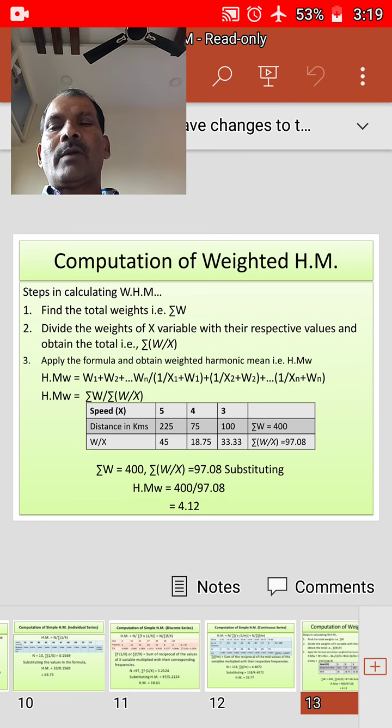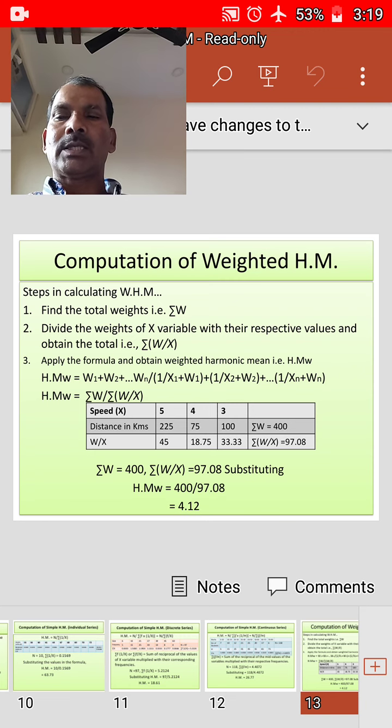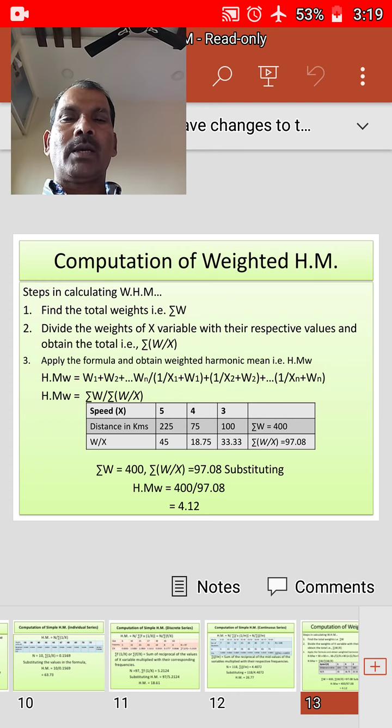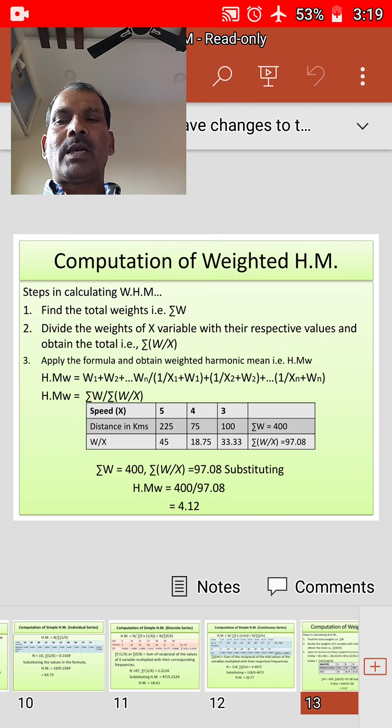HMW, the weighted harmonic mean, is computed with the help of the formula given in the PPT, that is HMW is equal to W1 plus W2 plus up to Wn, divided by W1 by x1 plus W2 by x2 plus up to Wn by xn.